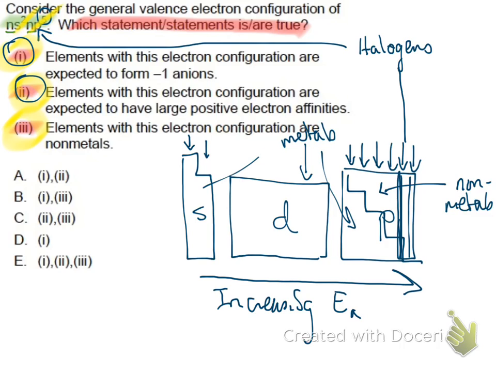And then of course over here as well. Alright, so when we think about this row, generally this row is going to be on the nonmetal side, and so I would also call this true, and that leaves us with an answer choice of E, 1, 2, and 3 all being true.